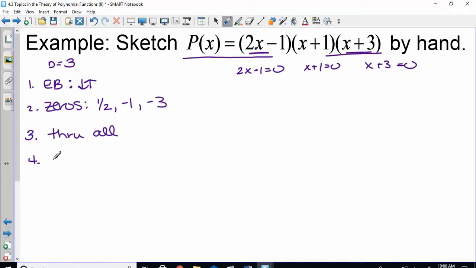Alright, y-intercept. How do we get that? If I put in a 0 for all my x's, I get 0 minus 1, which is negative 1. 0 plus 1 is 1. 0 plus 3 is 3. If I multiply that, we get negative 3. Now, we're going to graph it.